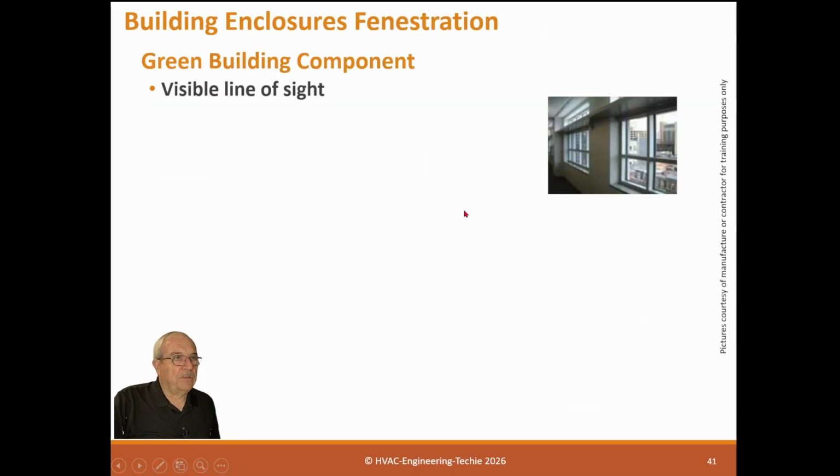Green building components, visible sightline. This visible transmittance is important to architects depending on what they want to feel on the inside of the space. If they want to be able to look out, which gives humans comfort to do that, they'll pay attention to what the visible transmission is. It gives natural lighting into a building.